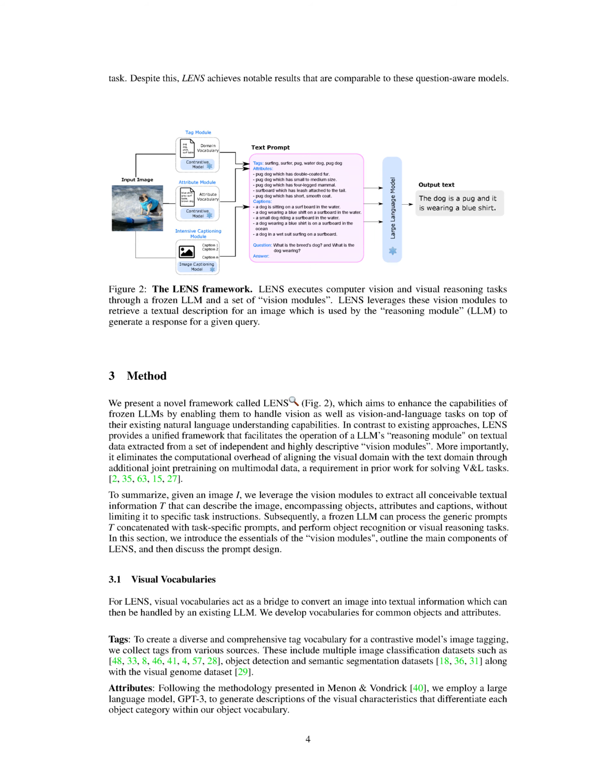Section 3 Method. In Section 3, we introduce a groundbreaking framework named Lens, which aims to augment the abilities of existing language models by enabling them to handle visual as well as visual and language tasks, on top of their inherent natural language understanding capabilities. Differentiating itself from the current methodologies, Lens introduces a unified platform that simplifies the process of a language model's reasoning module, working on text data sourced from a collection of individual and comprehensive vision modules.